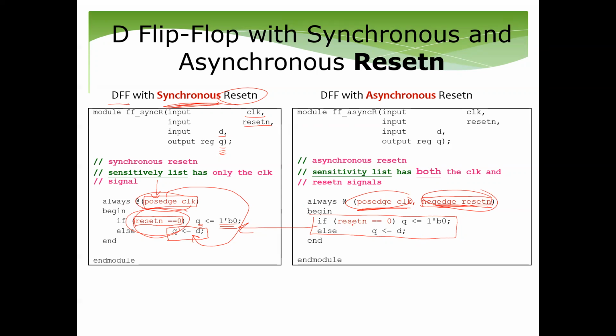Inside, we check. Of course, this sensitivity list, the always block, will be executed at any one of those. So inside your block you need to check which one accessed your block. So here I'll check, is it reset? Then make Q equal to 0. If it's not reset, it means I accessed this block at the positive edge of the clock, so Q takes on the value of D.